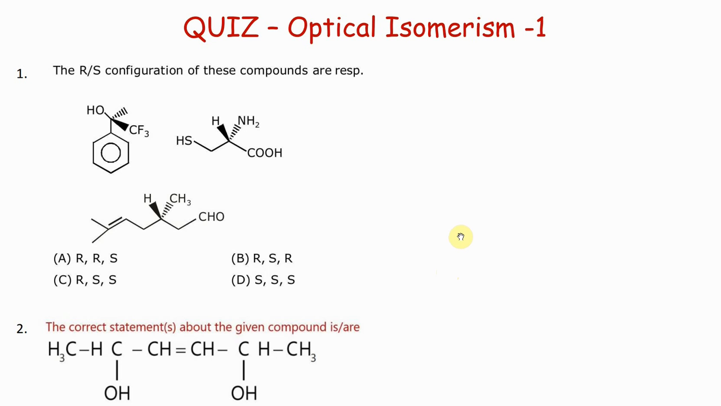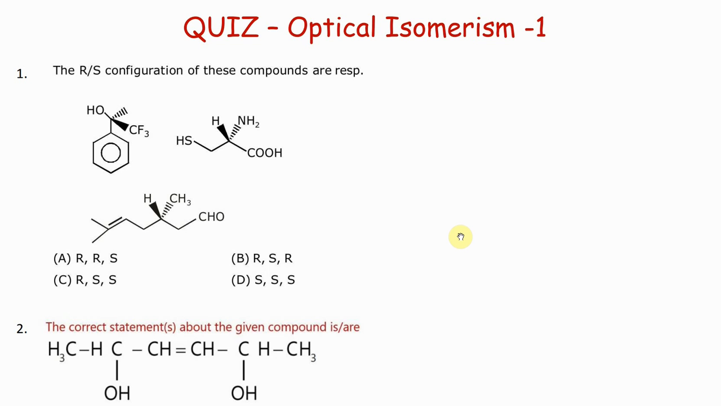Hi guys, let's review the optical isomerism part 1 quiz. This quiz comprises the first two lectures of optical isomerism. We started with the basics of optical isomerism and learnt about R and S isomers. We did diastereomers and meso compounds. I have not included questions on allenes and spiranes because, as I told you, they do not carry that high a weightage.